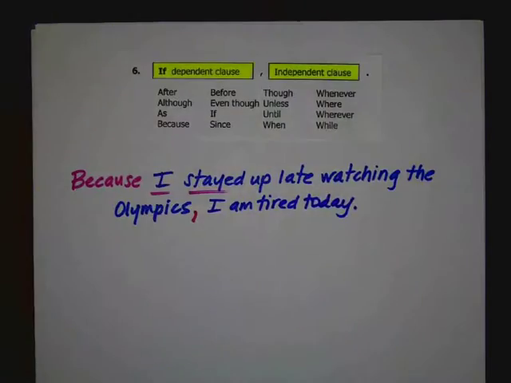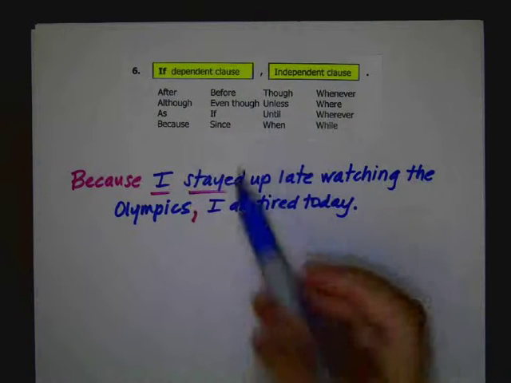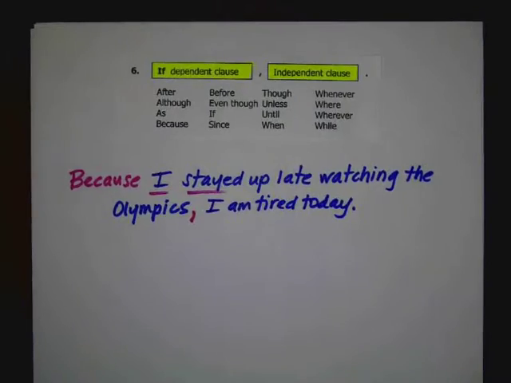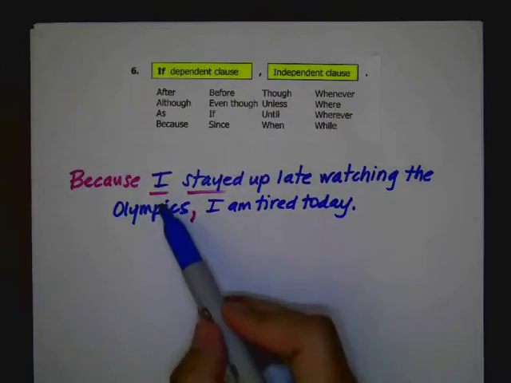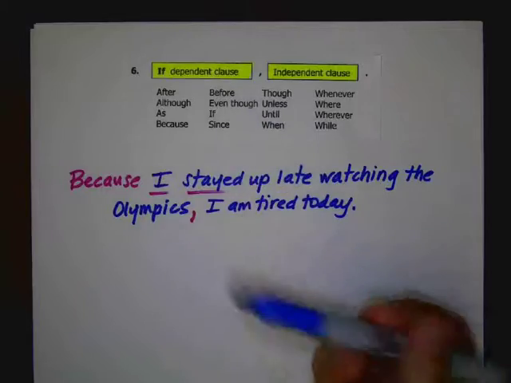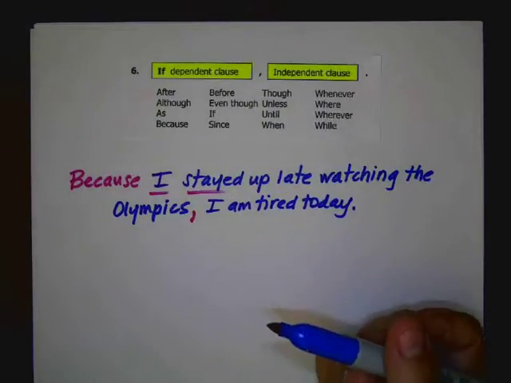Cool. Notice that I could use another marker word here. They're actually called subordinating conjunctions, but I don't want you to worry about that. I could also use the word since. Since I stayed up late watching the Olympics, I am tired today. What's absolutely crucial is that you have a comma after your dependent clause. Just follow this pattern.